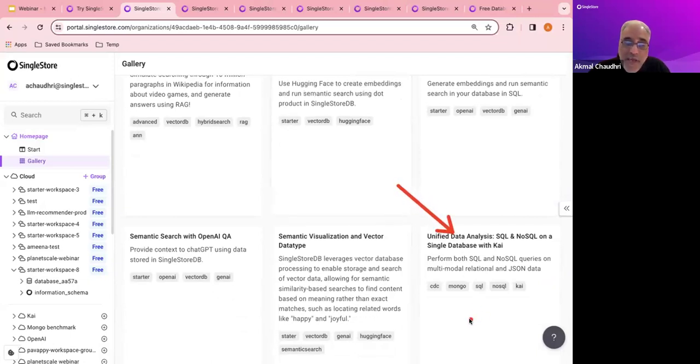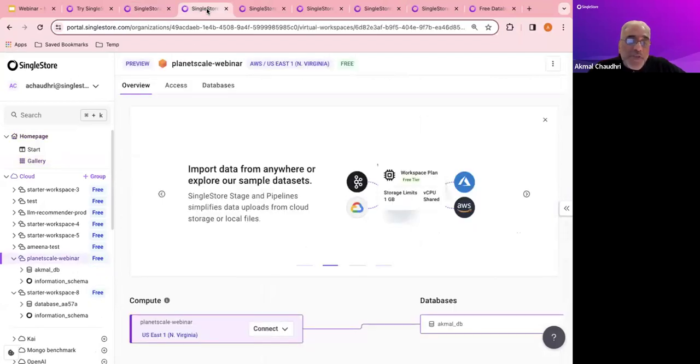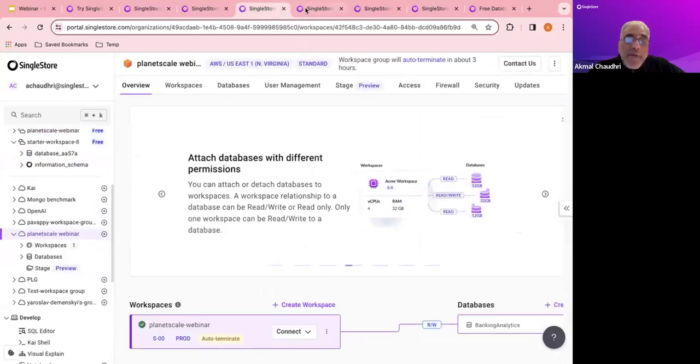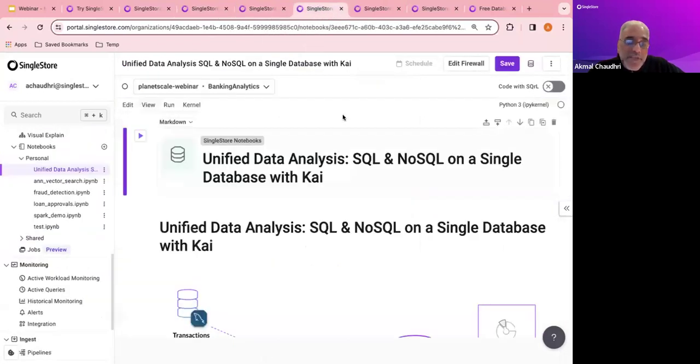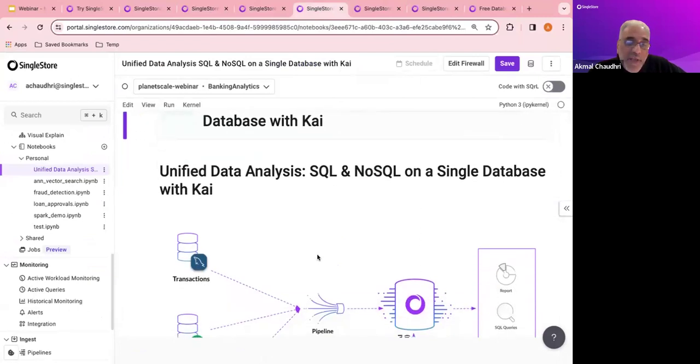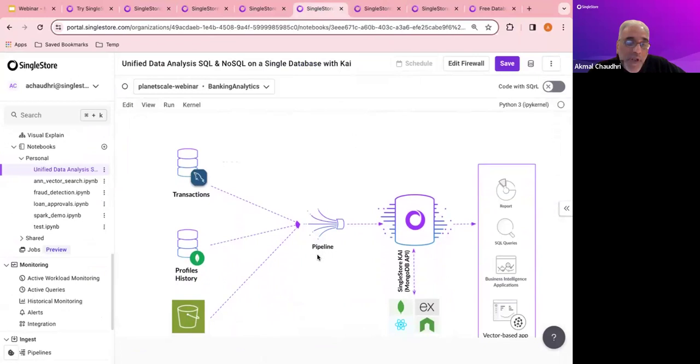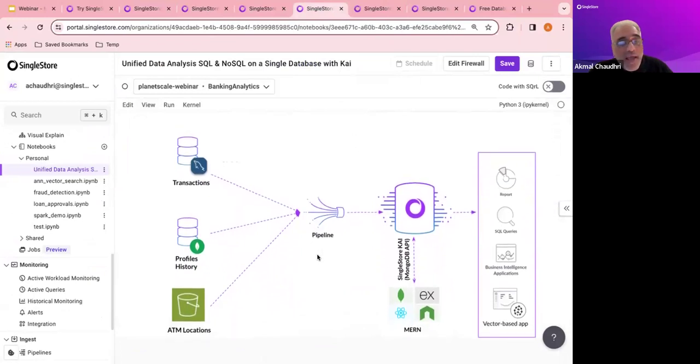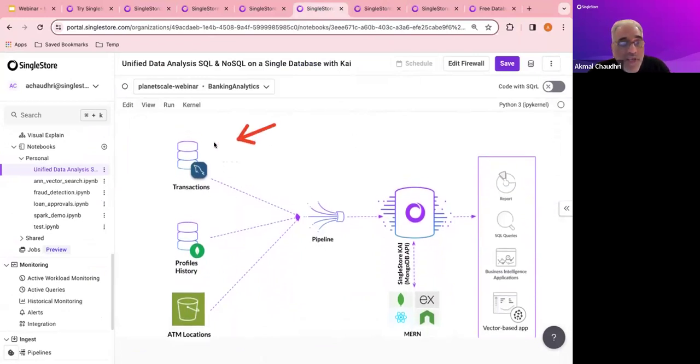Unified data analysis, SQL and NoSQL on a single database with Kai. And let me just move across there and show you. Okay, so this is the actual notebook here. And this is demonstrating how the pipeline's capability can be utilized with a MySQL instance here. So we have this CDC.